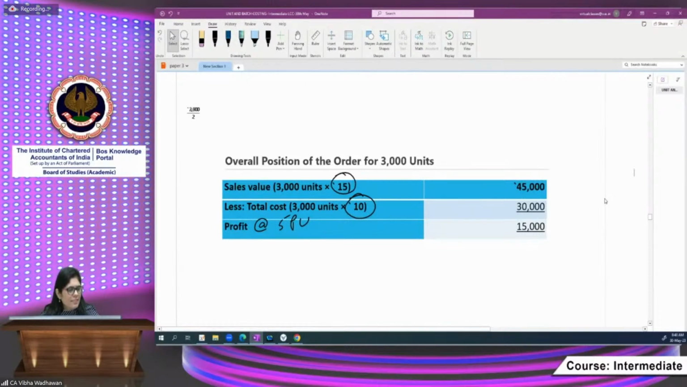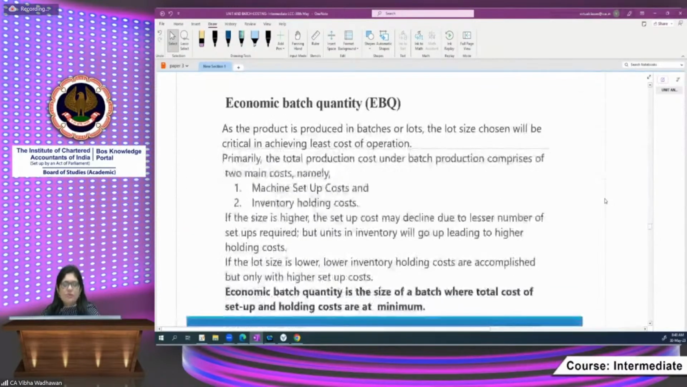So students, any doubt in this question before we move further? All right. So let's move to the last segment of the session, which is economic batch quantity.